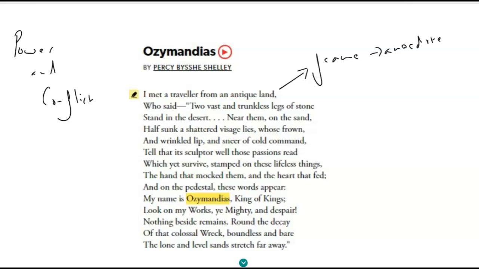Two vast and trunkless legs of stone stand in the desert. Near them on the sand, half sunk, a shattered visage lies, whose frown and wrinkled lip and sneer of cold command tell that its sculptor well those passions read.